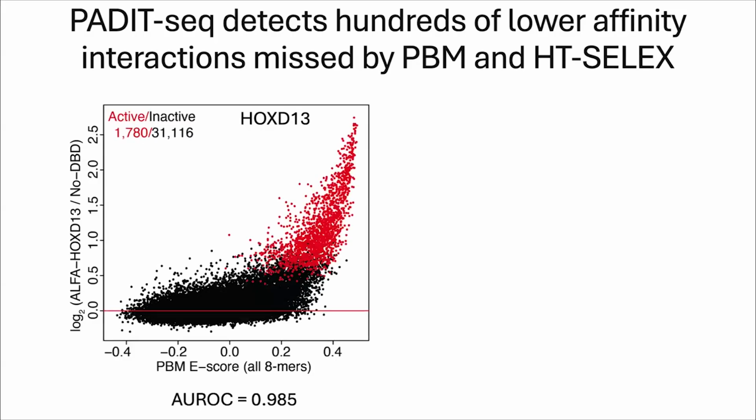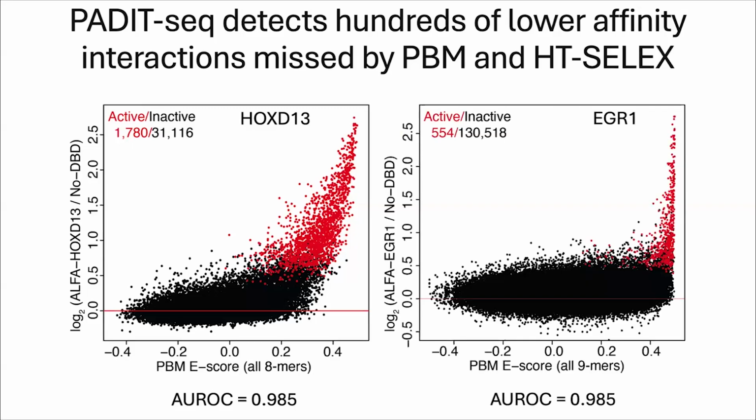On the y-axis, I'm showing you the PADIT-seq data, and the points are colored red or black based on whether HOXD13 significantly increased reporter gene expression or not when an 8 base pair DNA sequence was occupied. So for HOXD13, we detected around 1,700 8 base pair DNA sequences that significantly increased reporter gene expression. And for EGR1, we detected around 509 base pair DNA sequences that significantly increased reporter gene expression.